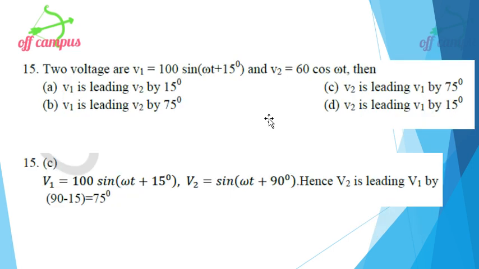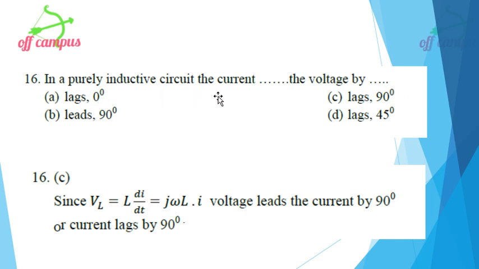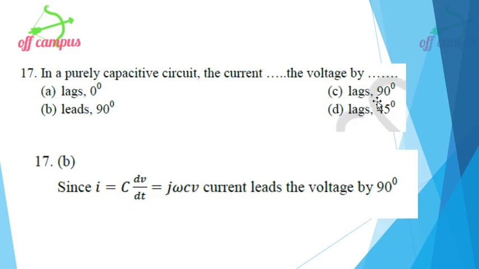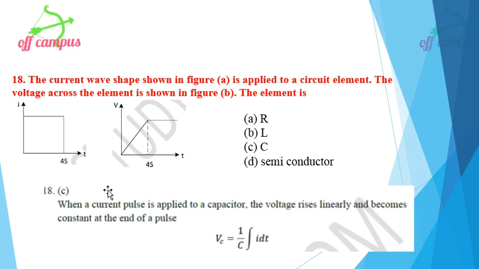Then question number 16. In a purely inductive circuit, the current lags the voltage by 90 degrees. So C, lags 90 degrees, is the right option. Then in a purely capacitive circuit, current leads the voltage by 90 degrees. So leads 90 degrees, option B, is the right option. Whenever inductive circuit, current lags the voltage by 90 degrees. Purely capacitive circuit, current leads the voltage by 90 degrees. Then move on to the next one.